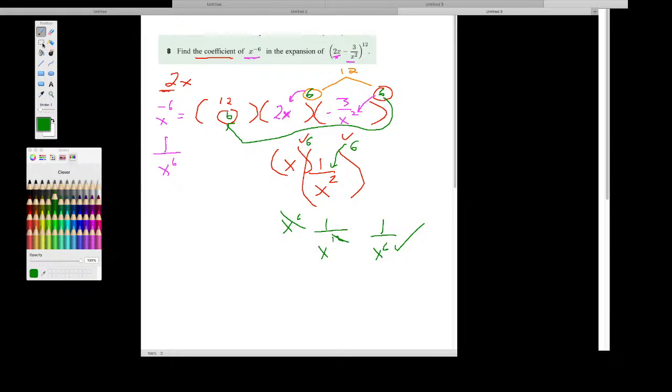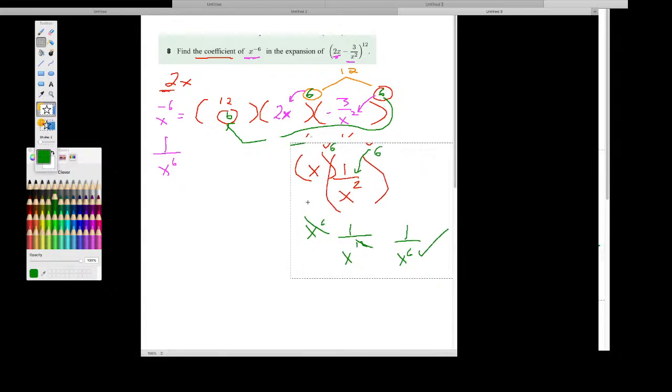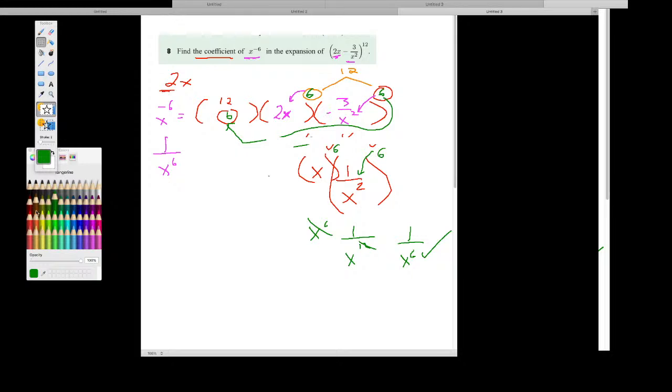So at this point, we just have to multiply all the numbers out, don't we? Because we don't care about the x bit anymore. So where do we get the numbers? Well, we have to know what 12 choose 6 is. It's probably another calculator question because you're going to get a huge number. So you go to math, move over to probability, pick n choose r, 12 choose 6. You get 924, which is quite big. So you get 924 from this bit here.